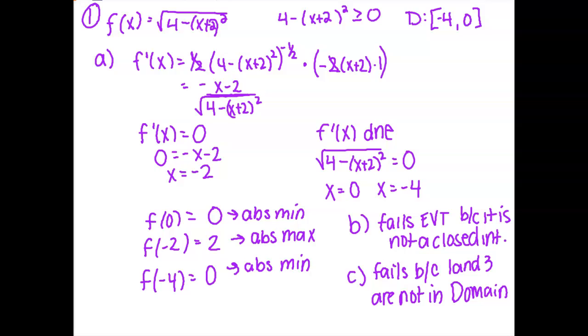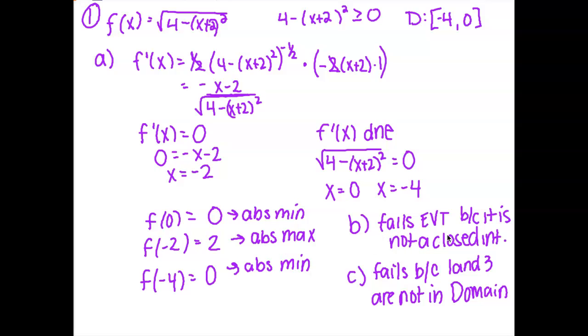Finding the absolute extrema. I asked you to determine if you could use EVT or not. In number one, part A, we can use EVT because it is a closed interval. The function is continuous on that closed interval. Therefore, we can check the endpoints, and we see that at endpoint 0, we have an absolute min. At -2 in the middle, you have an absolute max. And at -4, we are also at 0, so it is also an absolute min.